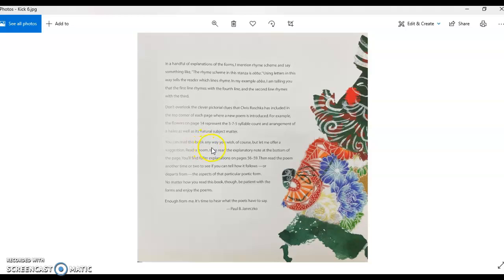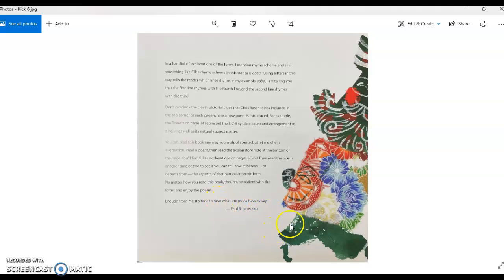You can read this book any way you wish, of course, but let me offer a suggestion. Read a poem, then read the explanatory note at the bottom of the page. You'll find fuller explanations on pages 56 through 59. Then read the poem another time or two to see if you can tell how it follows or departs from the aspects of that particular poetic form. No matter how you read this book, though, be patient with the forms and enjoy the poems. Enough for me. It's time to hear what the poets have to say.